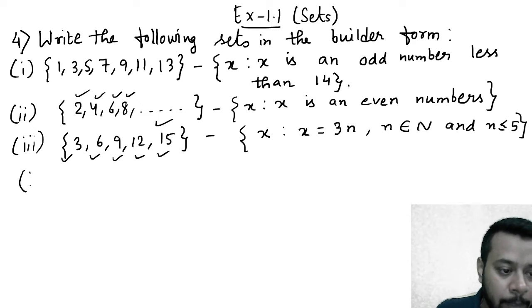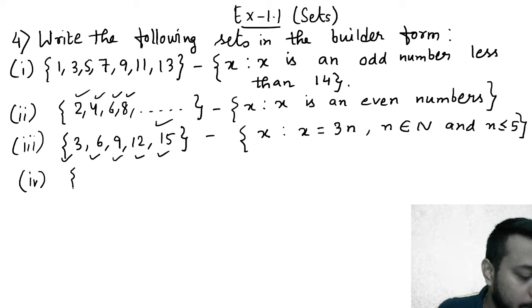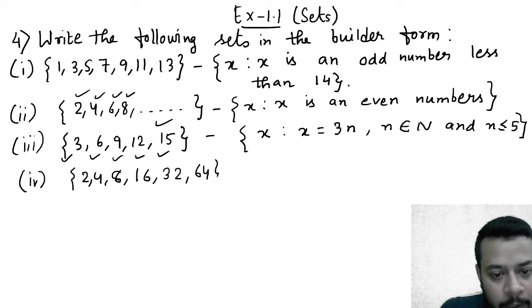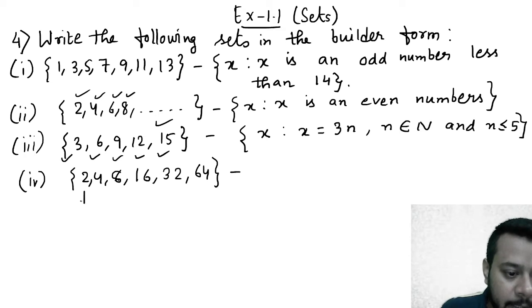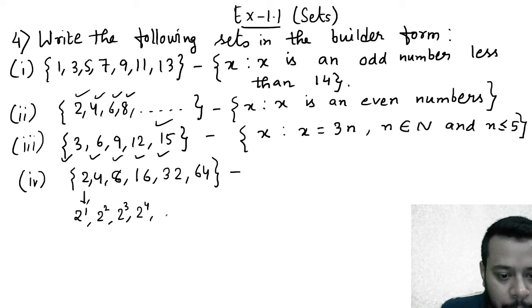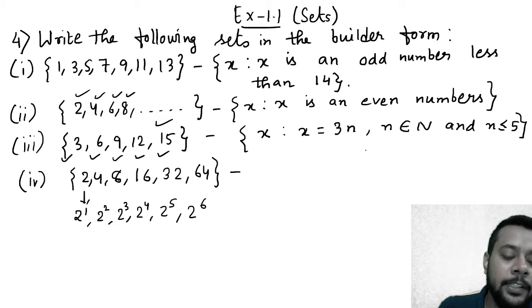If I talk about number 4, 2, 4, 8, 16, 32, 64. So if we observe, what is this? It is 2 to the power 1, it is 2 to the power 2, it is 2 to the power 3, it is 2 to the power 4, it is 2 to the power 5, it is 2 to the power 6, right? This is how we can understand these values.